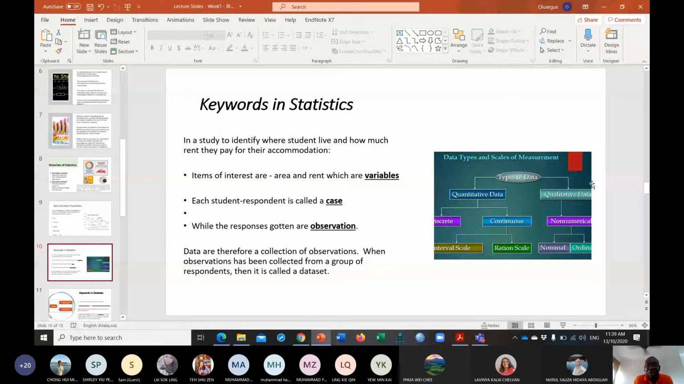So data are therefore a collection of observations. When you talk about large data, you have collected a lot of information from observations. When the observations have been collected from a group of respondents, then it is called a data set. So if I have gotten the information I requested from the students in the built environment, then I call the entire thing a data set. So the data set is what I begin to manipulate, analyze, and present to people.